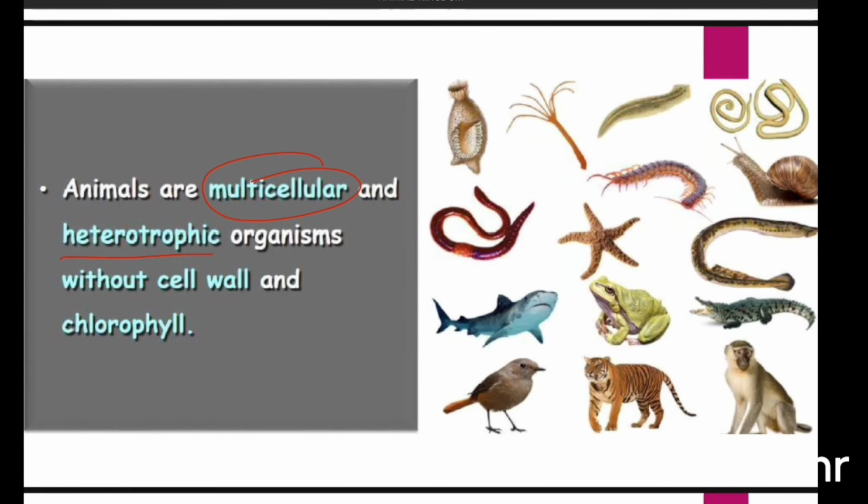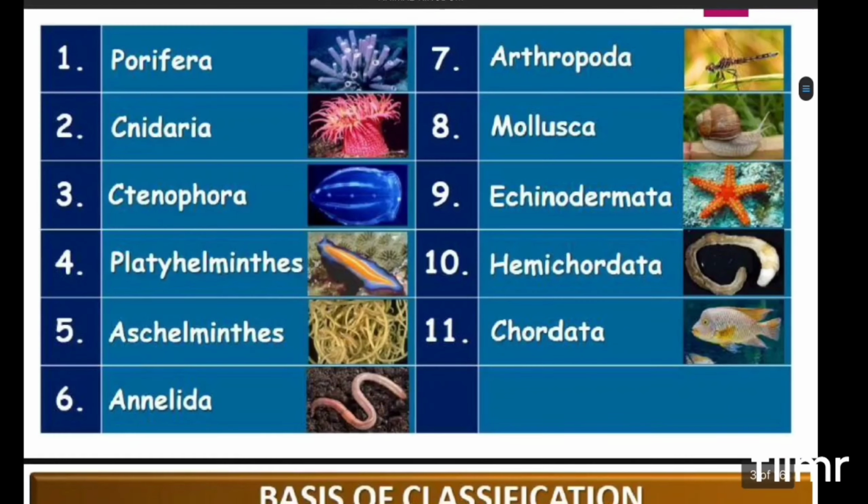Now we have to understand what the general characteristics of an animal are. Here you can see that there are 11 phyla under the animal kingdom. What are they? The phylum Porifera, so the sponges and all come under here. Then phylum Cnidaria or phylum Coelenterata.